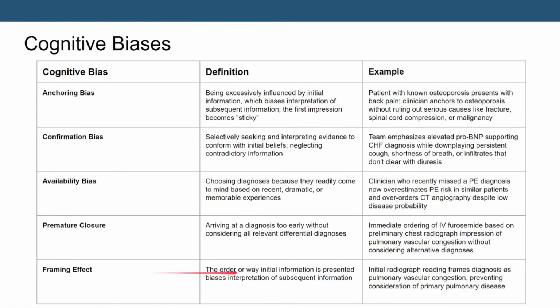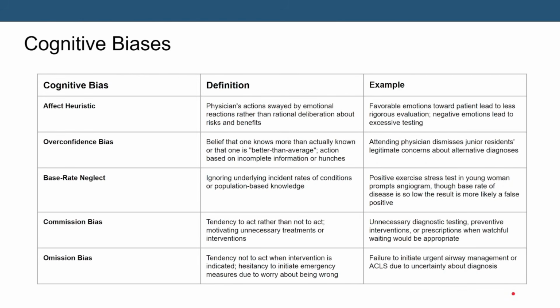So framing effect is where the order or way initial information is presented biases interpretation of subsequent information. So an example would be initial radiograph reading frames the diagnosis as pulmonary vascular congestion, preventing the consideration of a primary pulmonary disease. Other cognitive biases for the USMLE include affect heuristic, which is the physician's action swayed by emotional reactions rather than rational deliberation about risks and benefits.